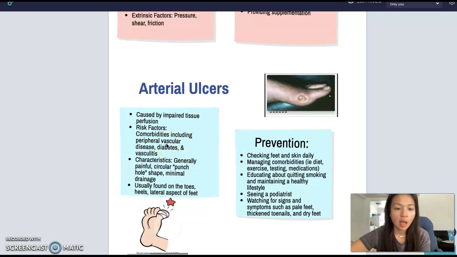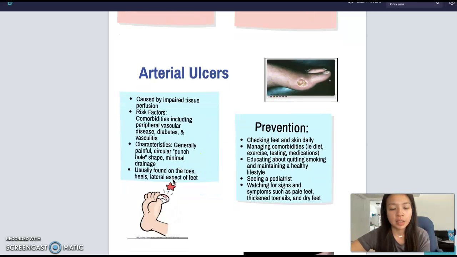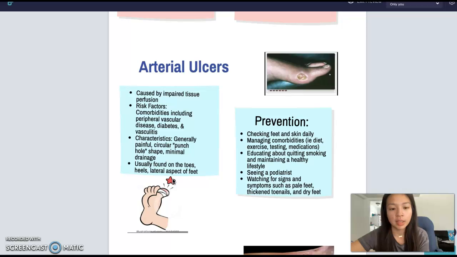So generally, arterial ulcers are more painful. They are nicely circular. So for example, if you see this picture up here, it's like a punched out hole shape, and there's minimal drainage. They are typically found on the toes, the heels, and the lateral aspect of your feet, but that doesn't mean you won't be able to find one on an ankle or a shin, but they're generally more so located on these areas.